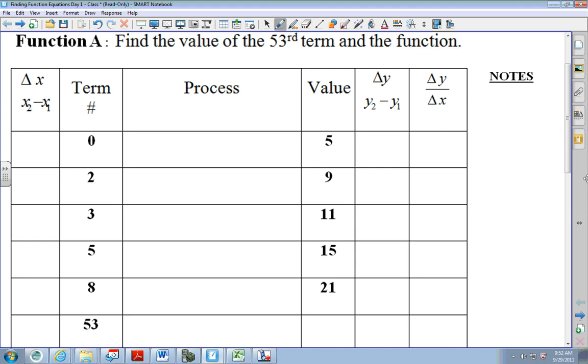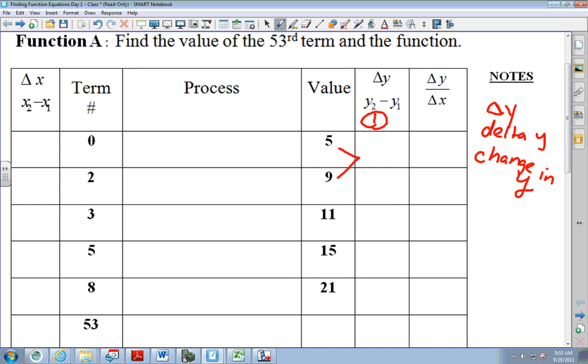So the first thing that you are going to want to do is go to this triangle y. Okay, this is called delta. Triangle y means delta y. It is the change in y. Just like over here, triangle x, that's the change in x. So first off, the change in y.